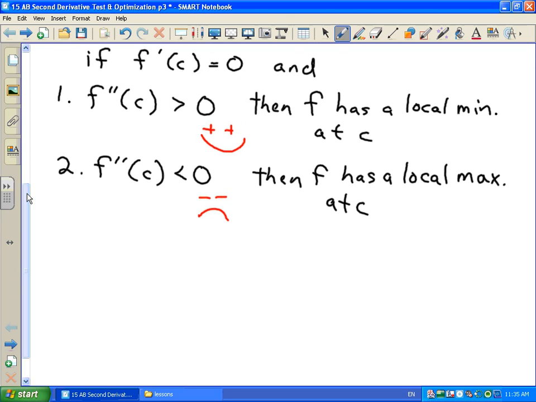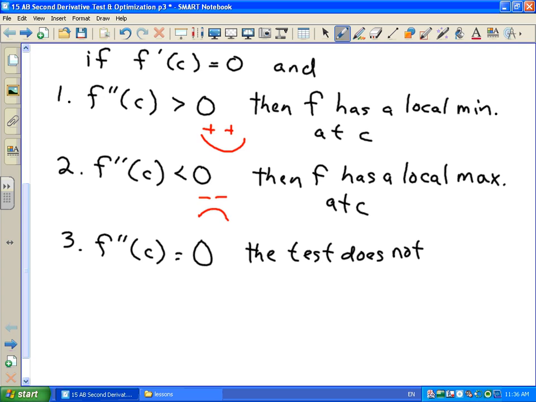And there's a third possibility. It could be possible that our second derivative is not positive, it's not negative, it is in fact exactly equal to 0. Okay? In this case, you can't use the second derivative test. It's not going to work. So we would say the test does not work. It doesn't mean there's anything wrong with your function or there's anything wrong with the critical point. It's just that this test doesn't work in all cases.